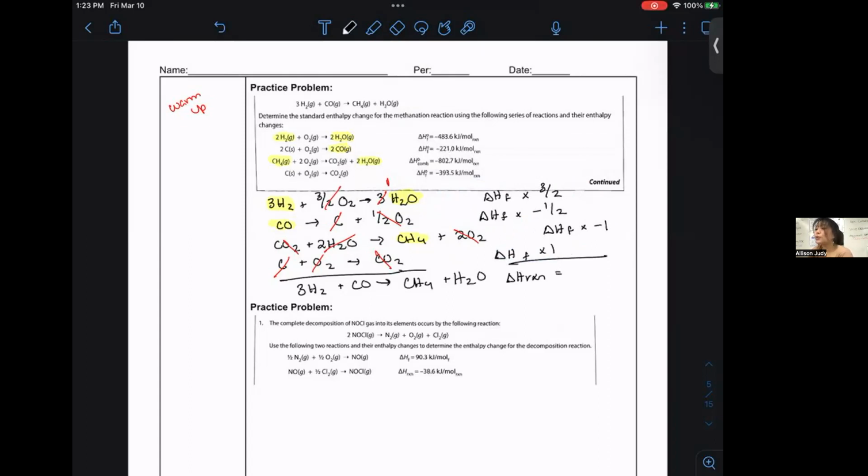Okay. Good job, guys. That's just because it's specifically a combustion reaction. So it's not about, sometimes we just name special subsets of reactions.